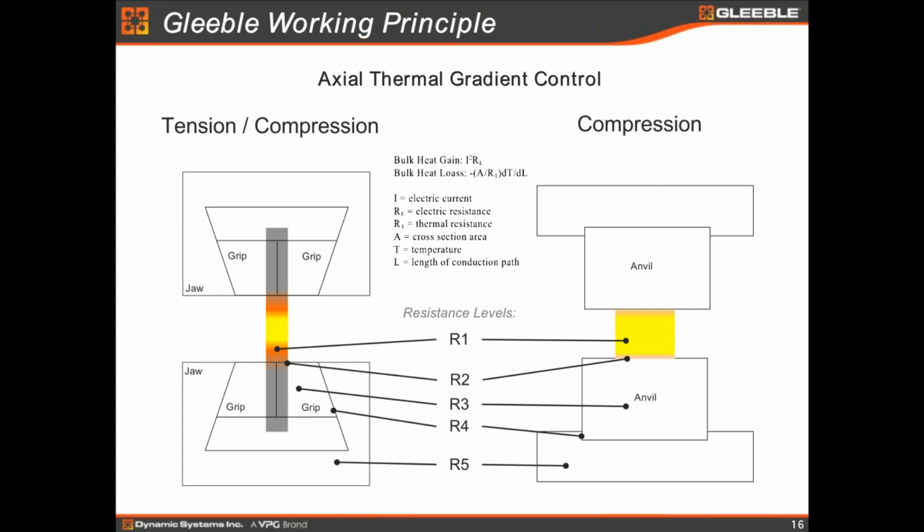And R4 is the electrical resistance between the grip and the jaw. And R5 is the resistance of the jaw, which is made of aluminum alloy, just to let you know. You cannot really do anything about this. But for R1 to R4, you can change them to control the thermal gradient as you wish. You can change R1, R2, R3, R4 by doing lots of things.